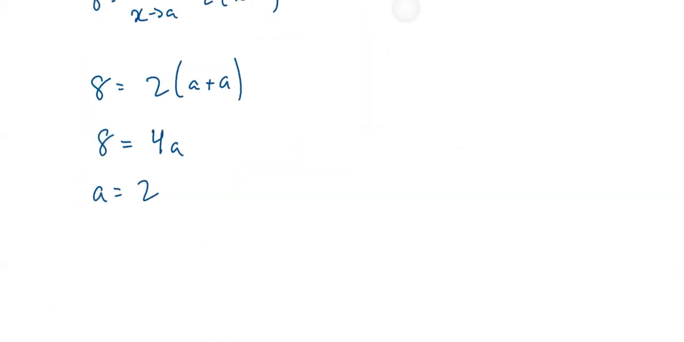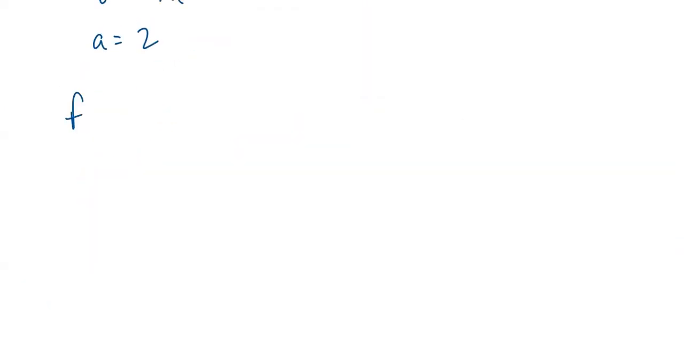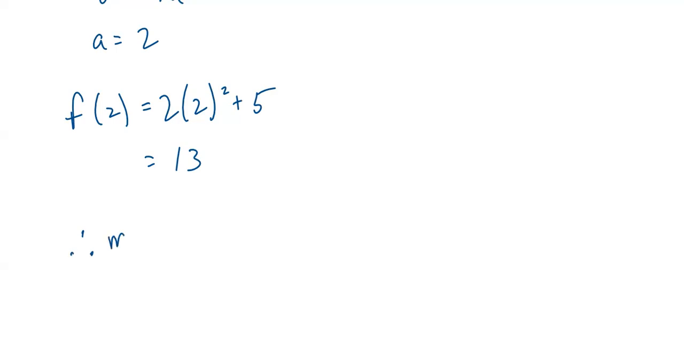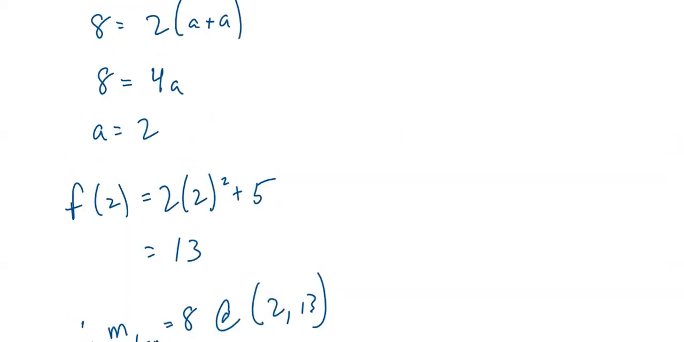So we just do f at 2, which is 2 times 2 squared plus 5, which is 13. Therefore, slope of the tangent equals 8 at the point 2, 13. Not too bad? Yes? Where did the 4a come from? A plus a is 2a times 2 is 4a. Oh, yes, sir. Yeah.